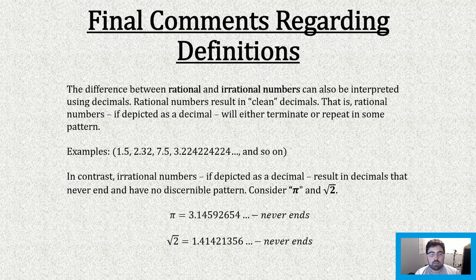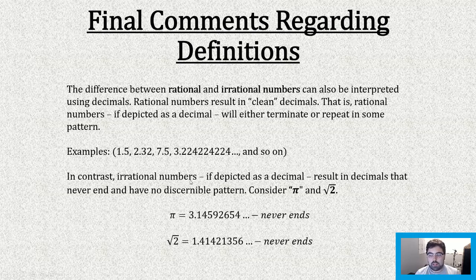The nice thing about being able to write a number as an integer on top and an integer on bottom is that if we turn it into a decimal, it's going to be clean, which is to say it's either going to terminate, like 1.5 down there in your examples, or 2.32 or 7.5. All of these terminate. Or it'll repeat, but in a predictable pattern. For example, this is kind of ugly in that the decimal is going on and on, but it's repeating 224, 224, 224, etc. So that would also be rational.